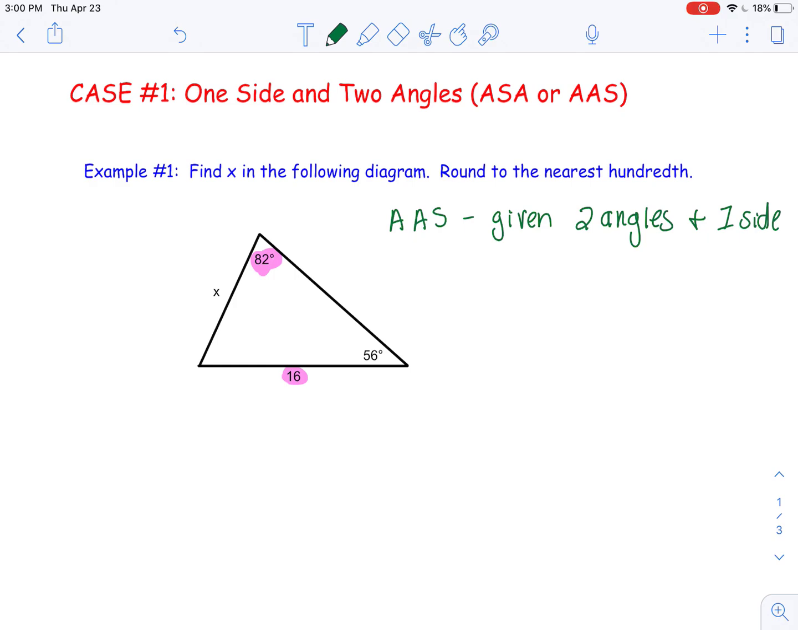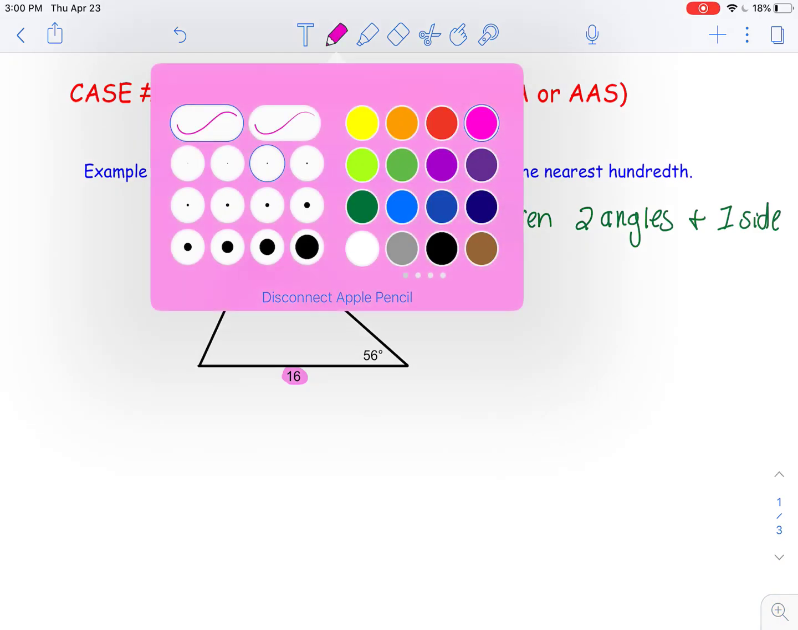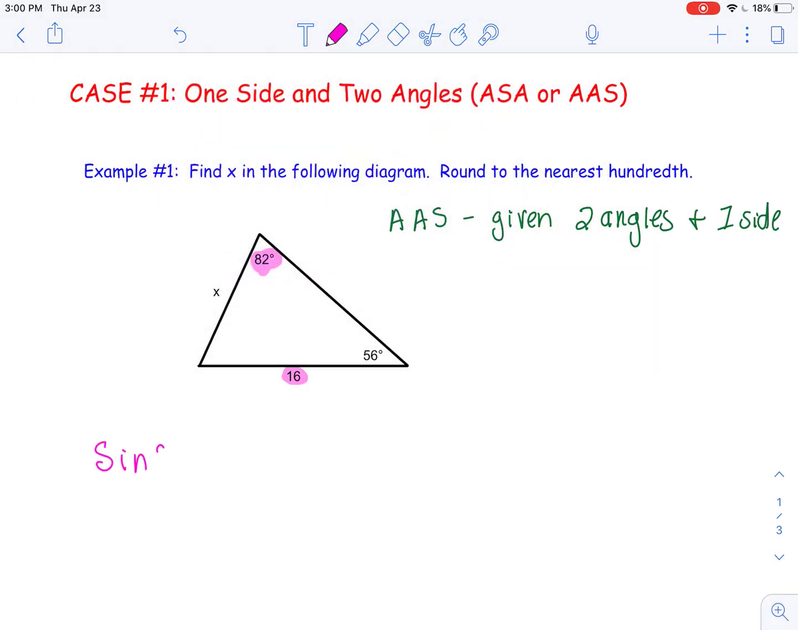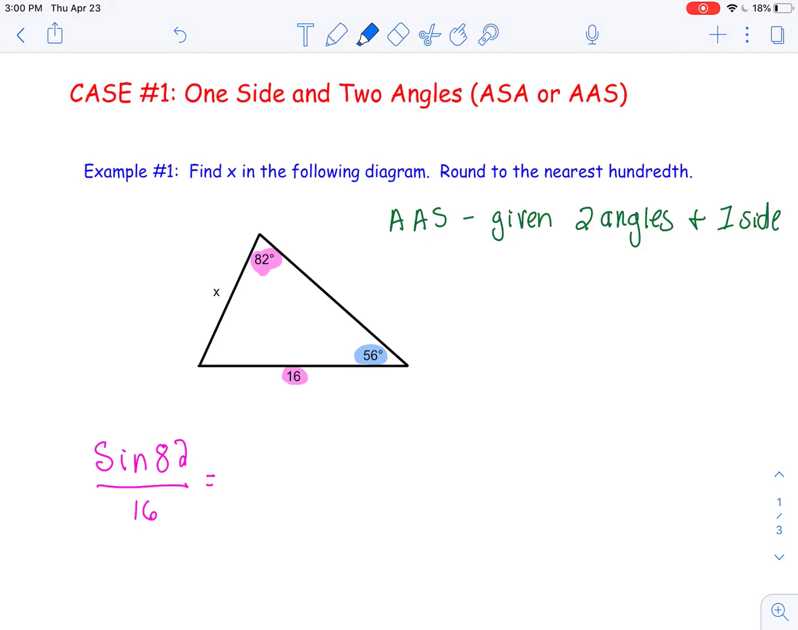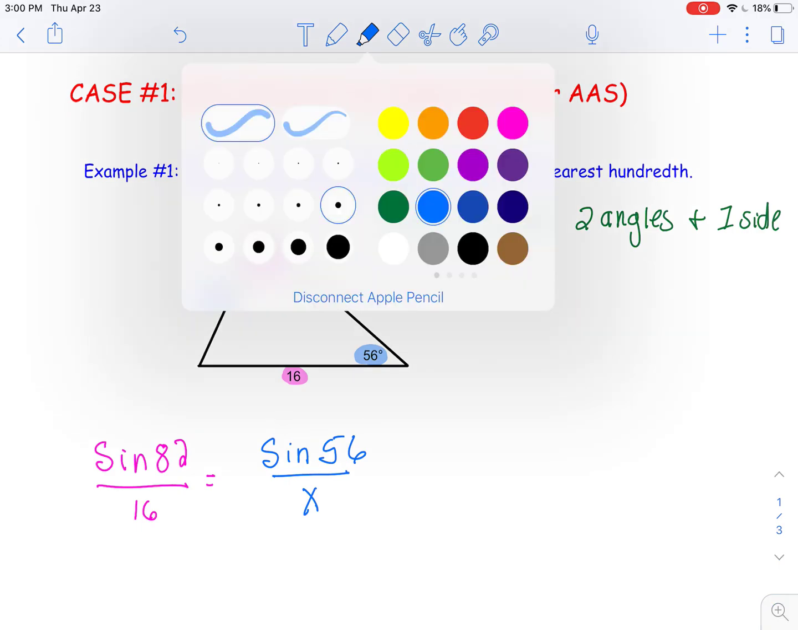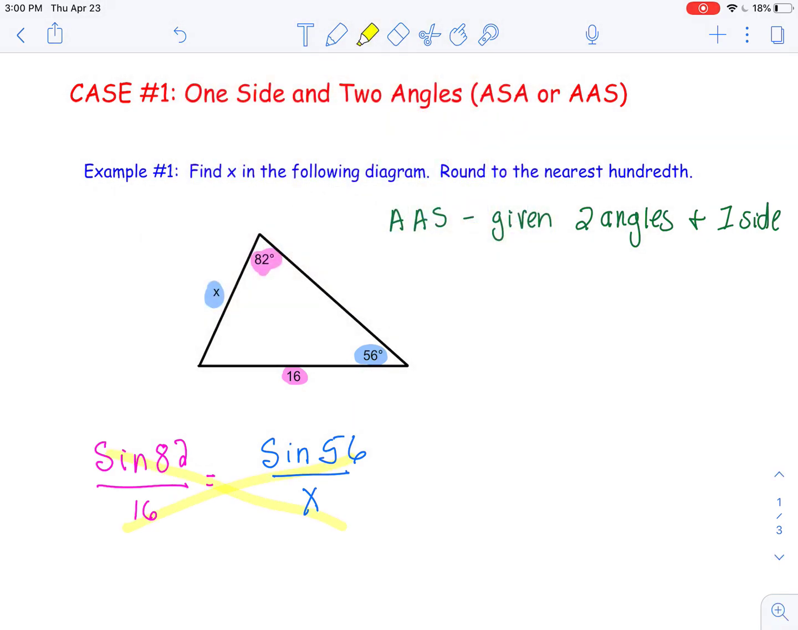If I set these ratios equal to each other, I can say that sine of 82 all over 16 is going to be equal to the ratio of sine of 56 over x. So I've now set up two ratios equal to each other. That's a proportion, and we solve proportions by cross multiplying. So I'm just going to cross multiply these, and I'm trying to solve for x.